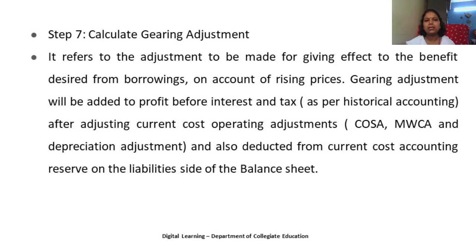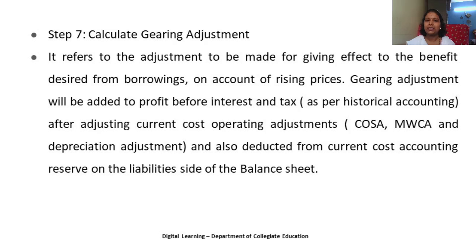And after adjusting the current cost of operation adjustment, it is also deducted from the current cost of reserves on the liability side of the balance sheet. One, you are showing it in the profit and loss account. Second, you have to show it in the reserves and surplus column on the liability side. So this is how it should be done.